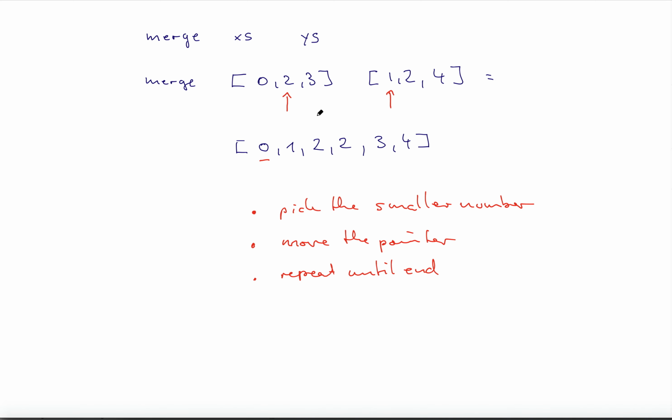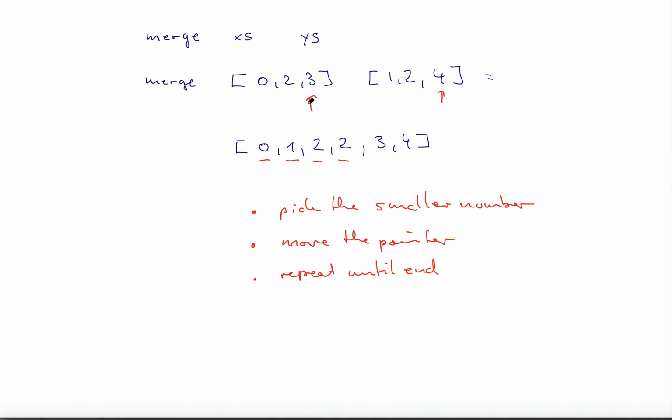So 2 or 1, we pick the smaller one, so we pick 1. And then we move the pointer. So 2 or 2, it doesn't matter which one we pick. So say we pick the left one. And so we pick the left one. Now we have to pick the one on the right because 2 is smaller than 3. So we have to pick this one. And then we move the pointer.